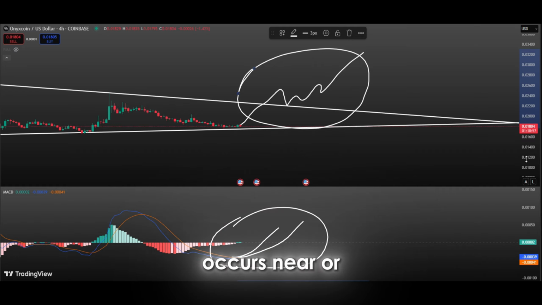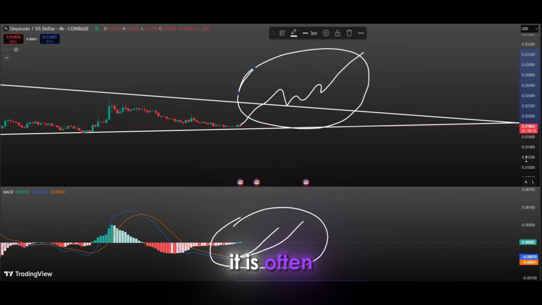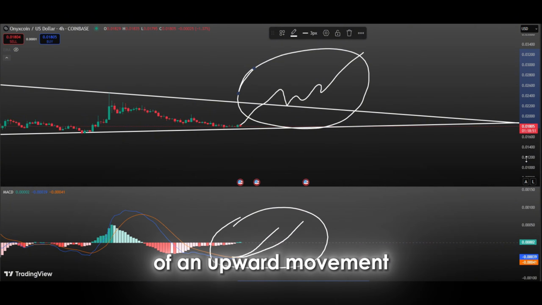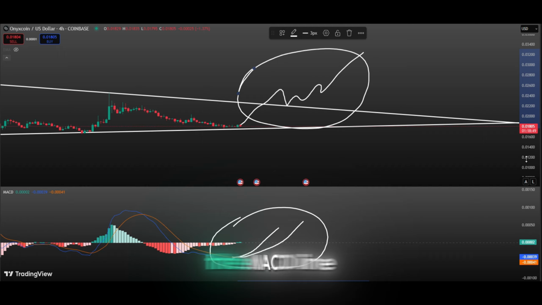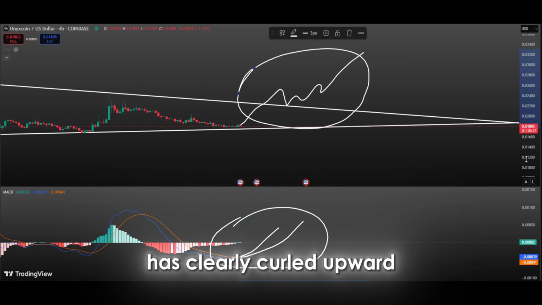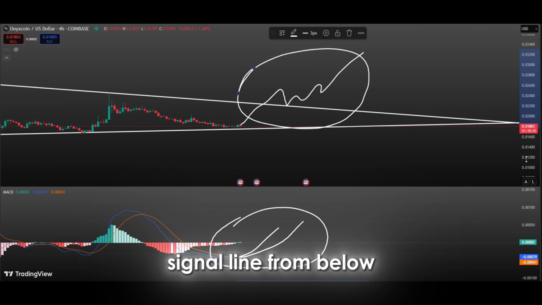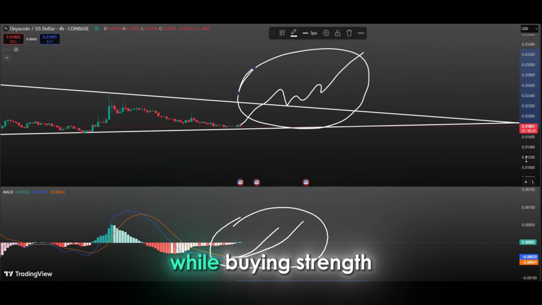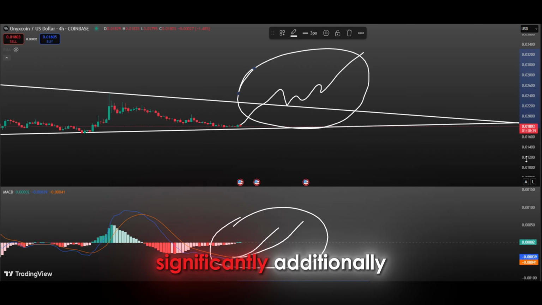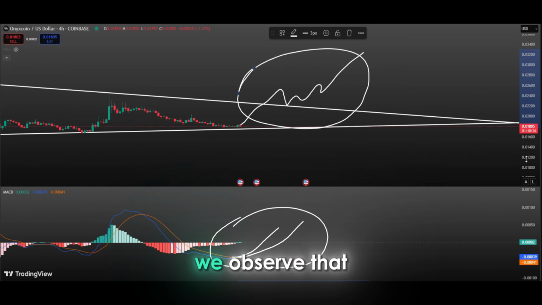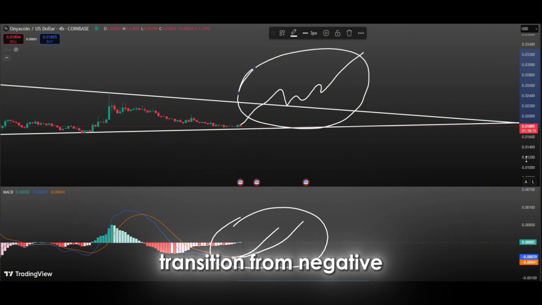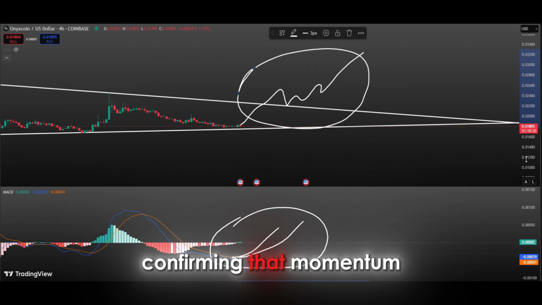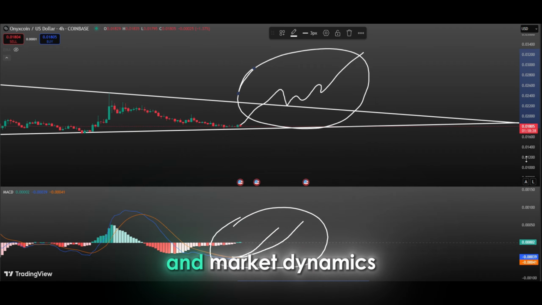Particularly when this crossover occurs near or below the zero line, it is often interpreted as a positive reversal, increasing the likelihood of an upward movement. In the current situation, the MACD line has clearly curled upward and crossed the signal line from below. This indicates that selling pressure among market participants may be decreasing while buying strength is starting to build significantly. Additionally, we observe that the histogram bars are beginning to transition from negative to positive. This histogram shift is another technical signal confirming that momentum is turning bullish and market dynamics are beginning to trend upward.